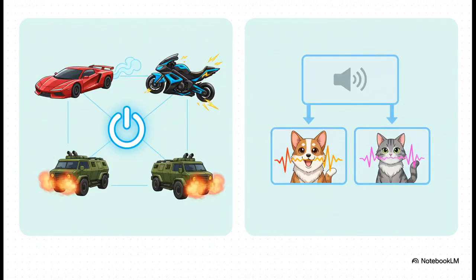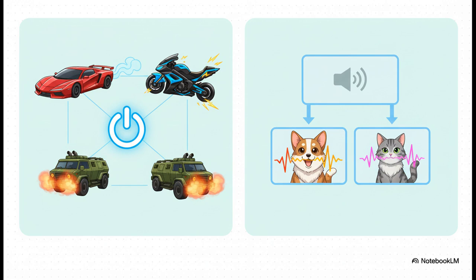Then we have overriding. Now this is when a child class takes a method it inherited from its parent and provides its own special version of it. So the action start engine is a general idea, but a car, a motorcycle, and a giant truck are all going to sound very different when they do it.